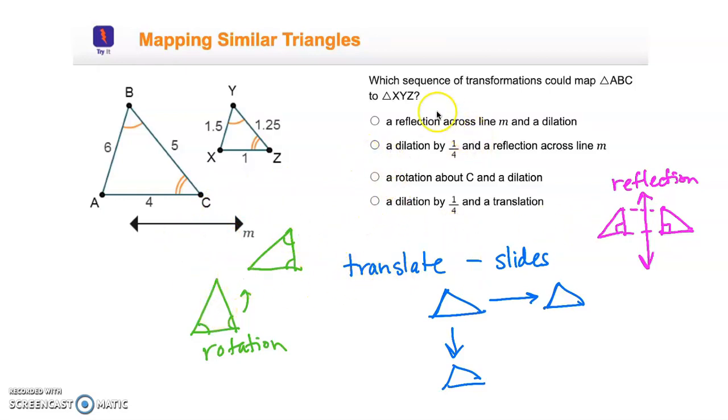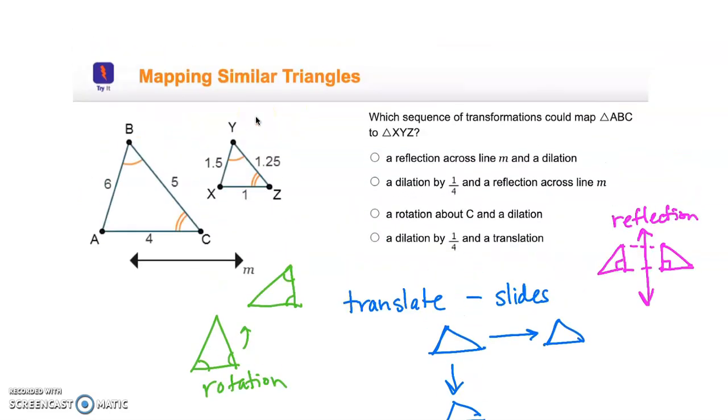But what is the sequence that could map ABC to XYZ? Now you'll notice if I look at this, I know XYZ is smaller, so if they're not the same size, so it's smaller or larger, that tells me we have at least one dilation. So we have a dilation. The next thing that we need to see is if it's in the same spot, if it's moved at all. Well, the orientation looks like we've just slid it. We haven't rotated or reflected it. And so in this case, we're going to have a dilation and a translation.